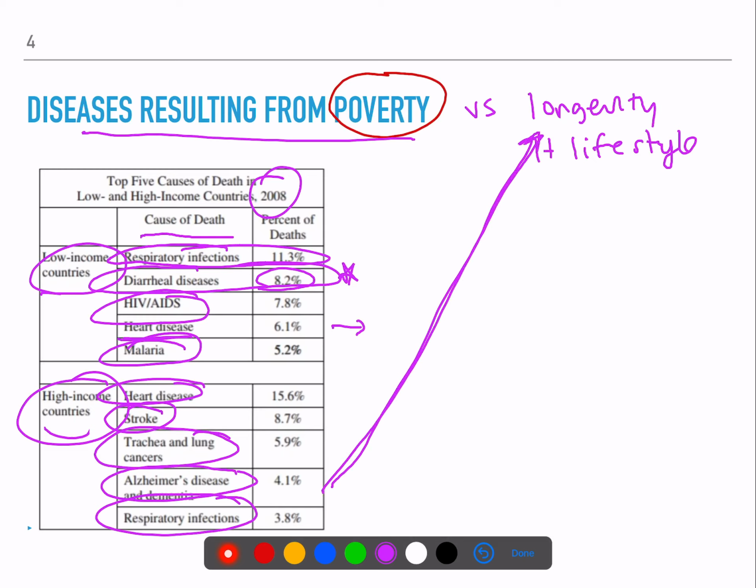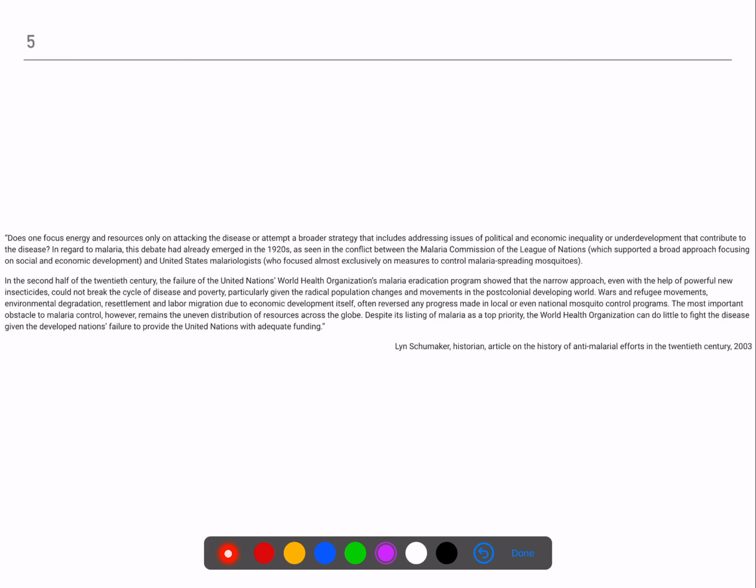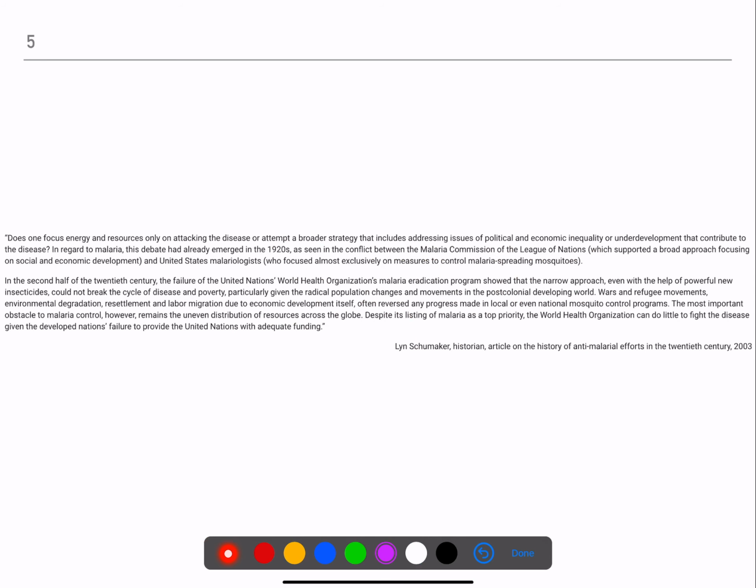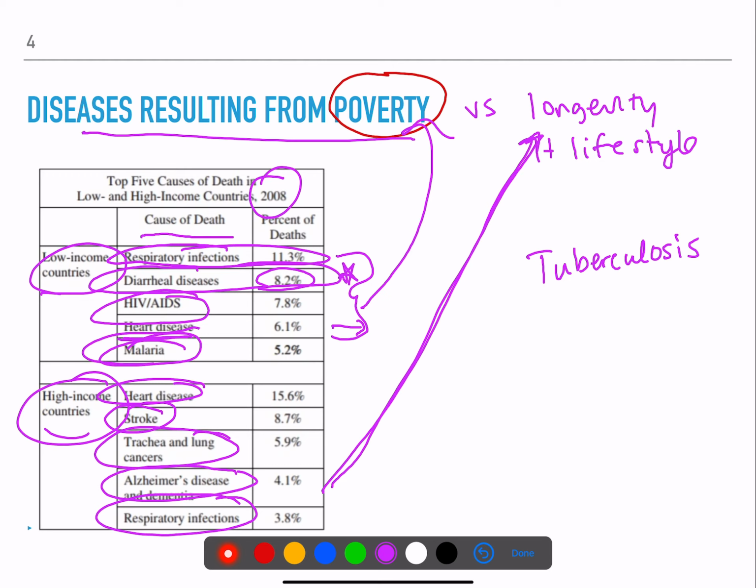So these are diseases of poverty. Tuberculosis is still a major killer. We really only see it take place in low income countries. It is not a major killer in high income countries. So, as an example, malaria, fifth top cause of death.